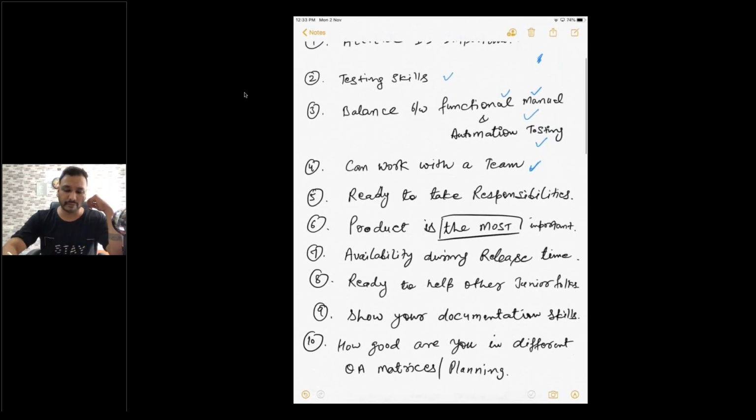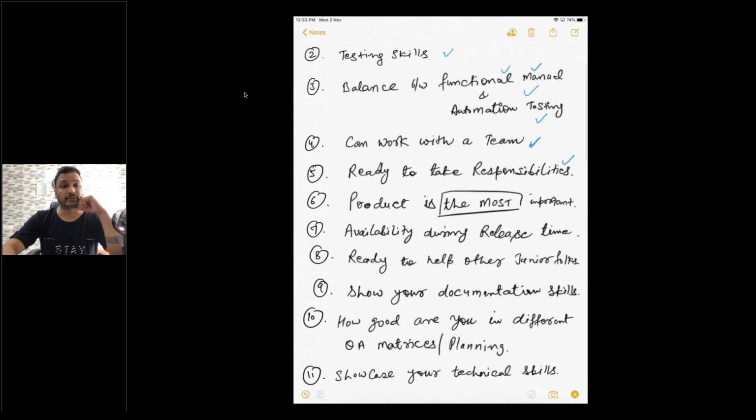Okay, now the fifth point is ready to take responsibilities. Always show that, yeah, I'm the person who can take the responsibility, I can take the ownership. I really want to work with this particular module, and then you give me the responsibility, I'll take care of it. I don't want any kind of spoon feeding. I don't want daily small advices over there. No, I'll take care of it. I'll take the complete responsibility for this particular module or for this entire product.